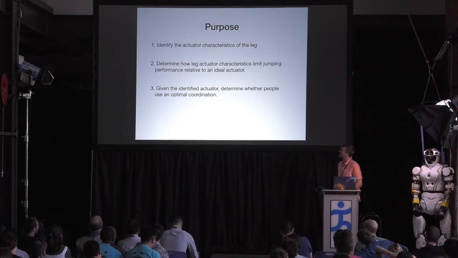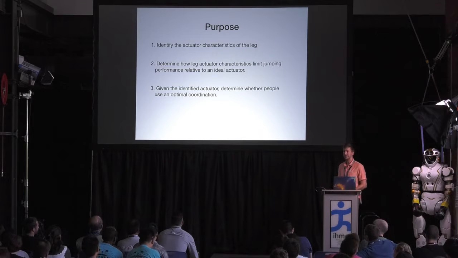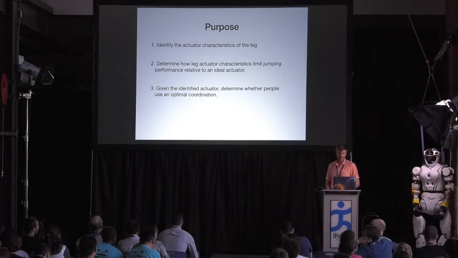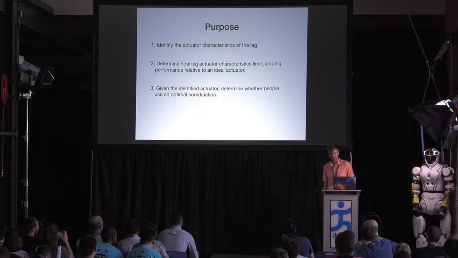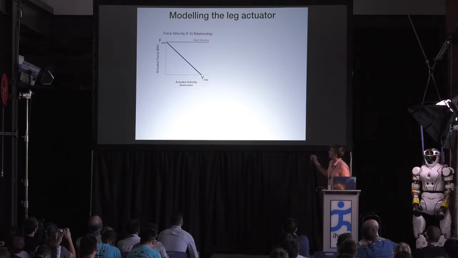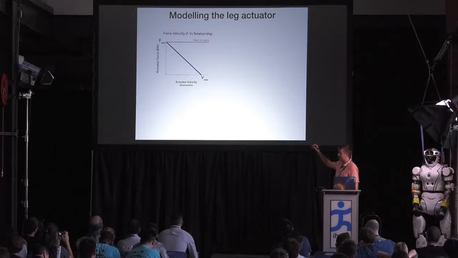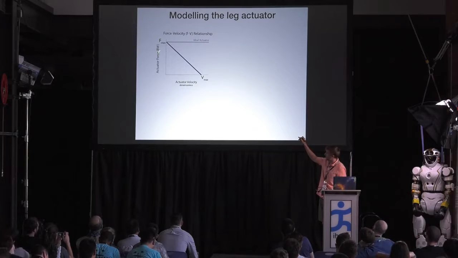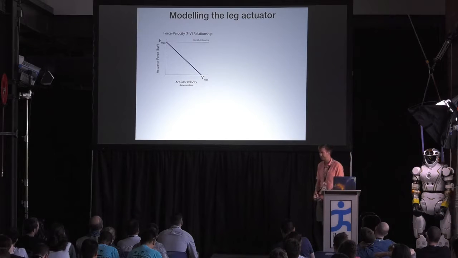The purpose of our work is to identify the actuator characteristics of the leg, to determine how the leg actuator characteristics limit jumping performance relative to an ideal actuator, and given the identified actuator, determine whether people use an optimal coordination. So in our model, we defined a force-velocity relationship in the leg actuator such that when the actuator velocity increases, the actuator force goes down.